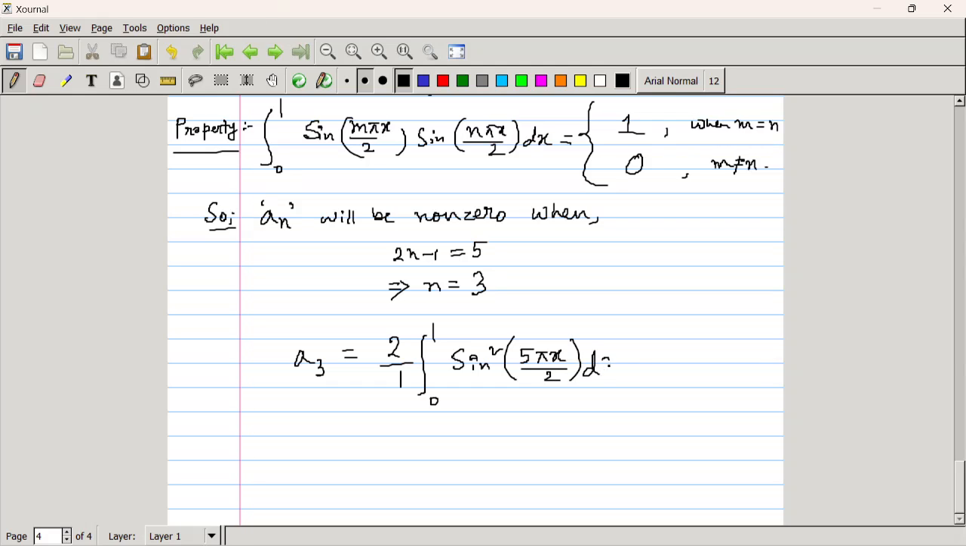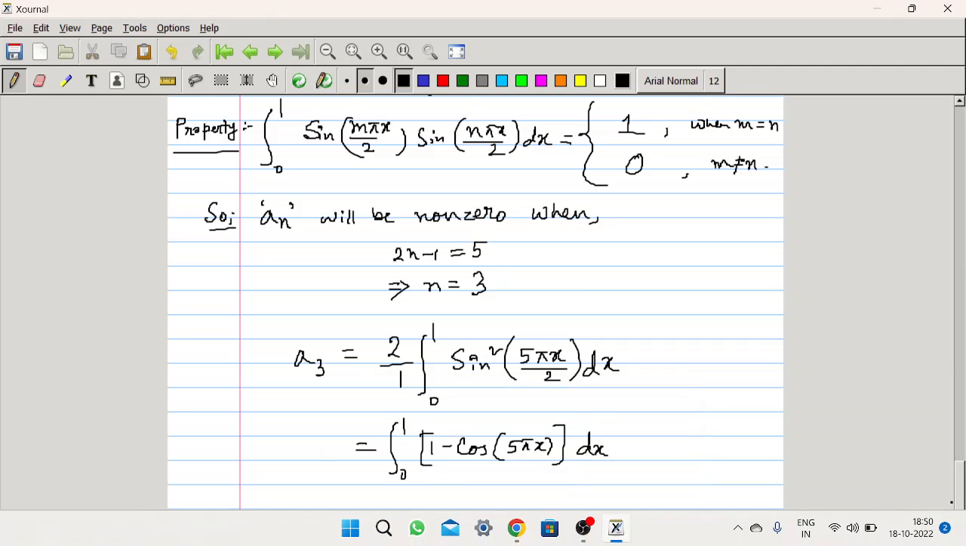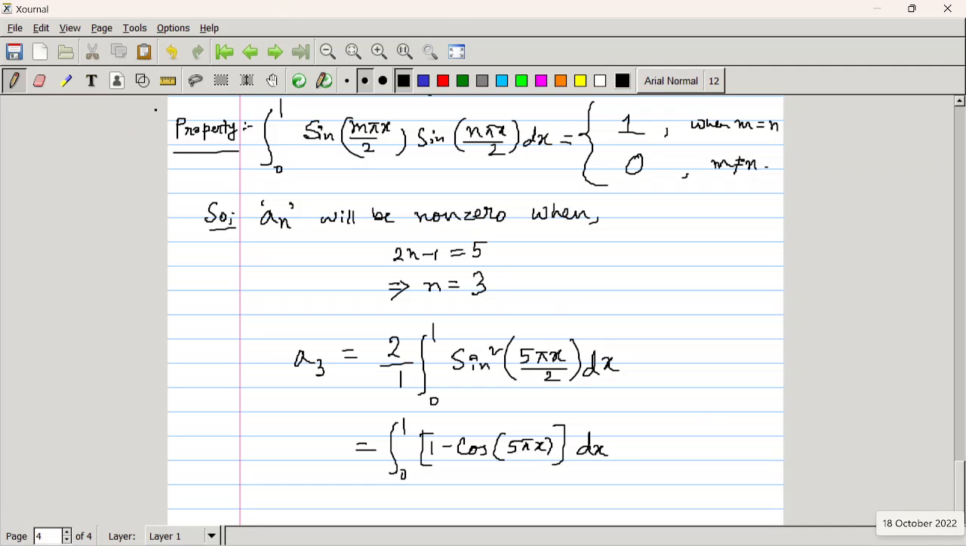Now this is a simple integration. If this integral were the orthonormal integral it would give the value 1 because of the property I wrote. Here, 2 sin square theta means 1 minus cos of 2 into 5 pi x by 2, that is 5 pi x, dx. So what is that? Sorry. Let me write this integral on the next page.